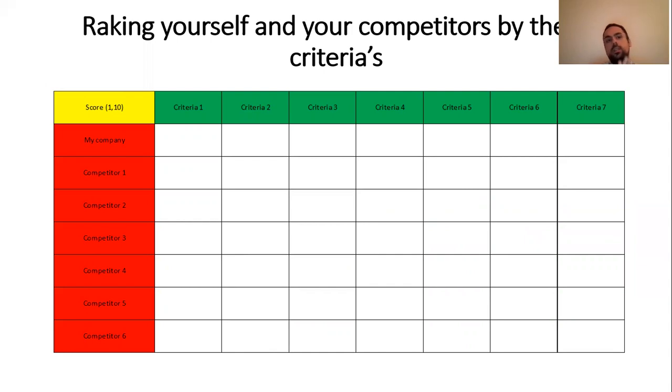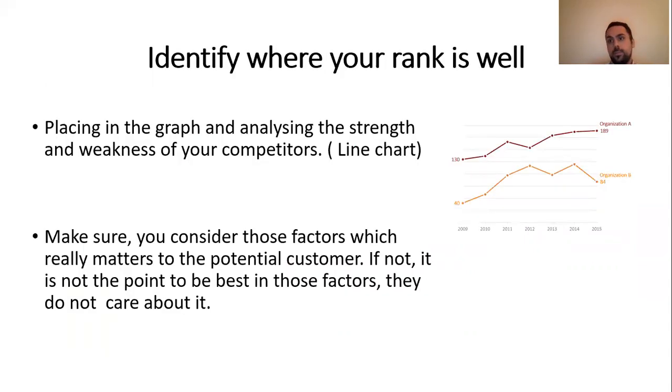Please pay attention that the score is between 1 to 10. 1 is the weakest and 10 is the most powerful. At the end, you need to place all of these scores in the line chart to analyze it, to discover in which part you're strong and in which part you have a weakness, and select those parts in which you are strong, so that you can invest in them.